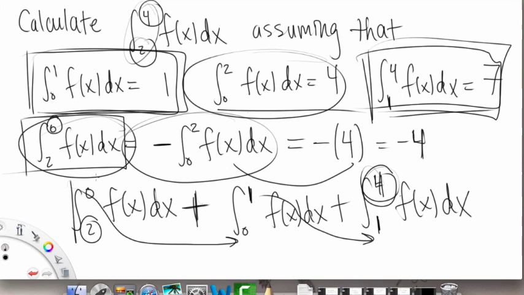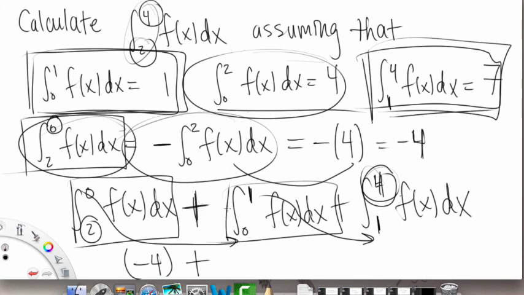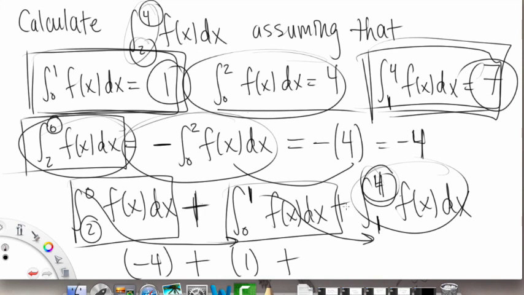This one here, we found out that is equal to negative 4, because remember, we had to reverse the limits of integration there. Then we have plus this integral, which was just as it was given, so that would be a 1, plus a 1. And then this last one is just as it was given as well, so that's a 7. So we have negative 4 plus 1 plus 7, so that's negative 3 plus 7, which ends up being a positive 4. Alright, so that does it.